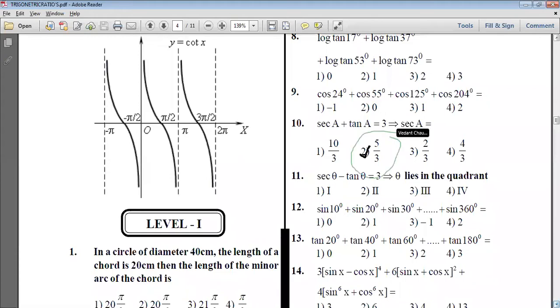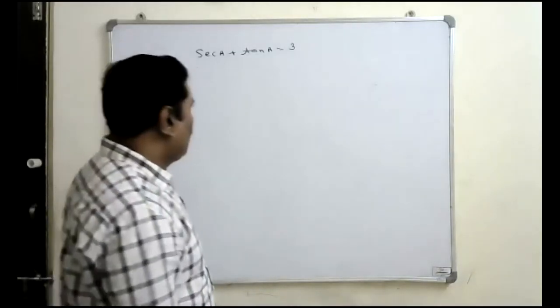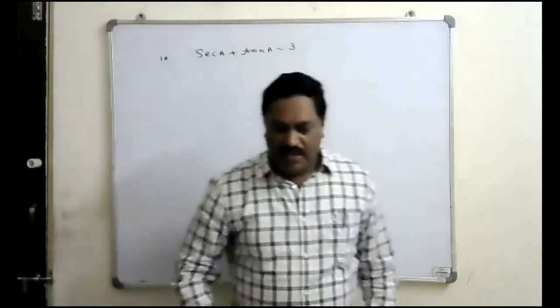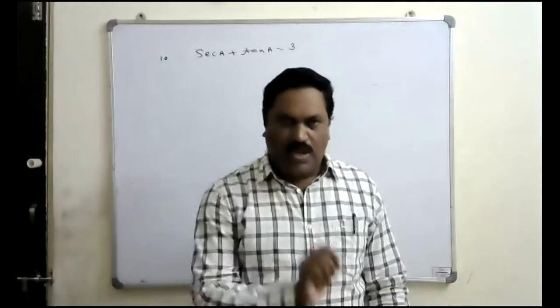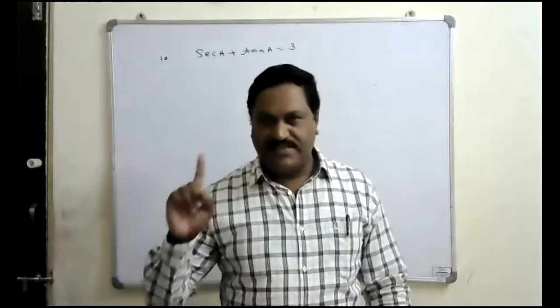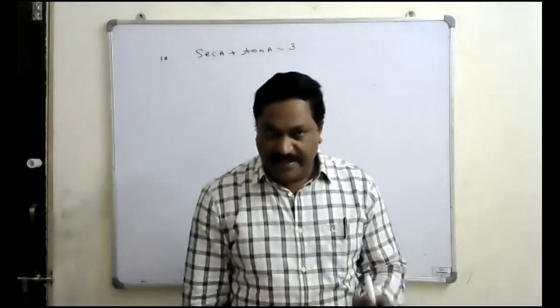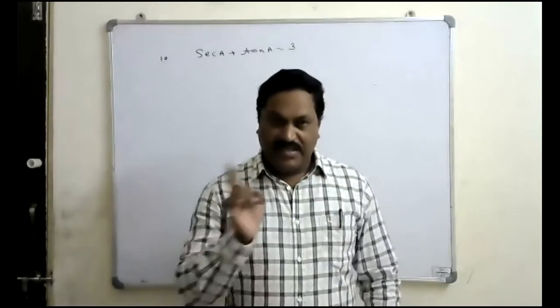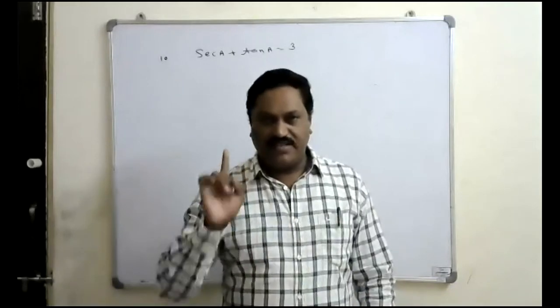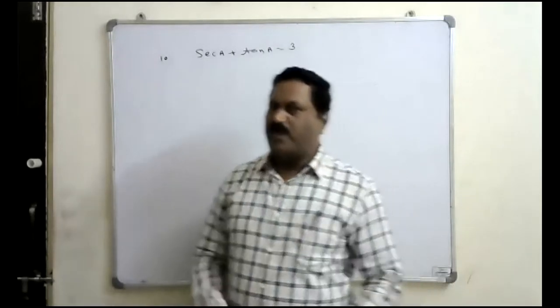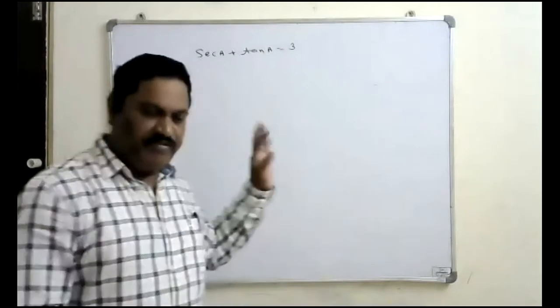Secant A plus tan A is given as 3. Then what is the value of secant A? 5 by 3. Just observe here. In the second identity, I was given that secant square theta minus tan square theta is equal to 1. From that, secant theta plus tan theta and secant theta minus tan theta are reciprocal to each other. That's why here secant A plus tan A is given as 3.